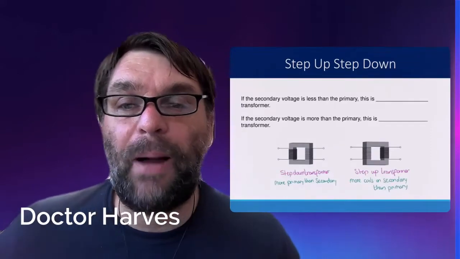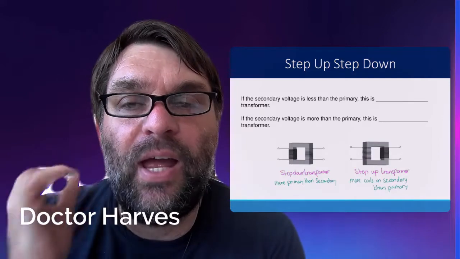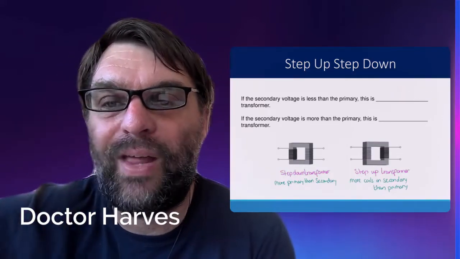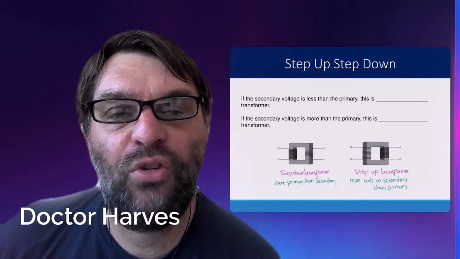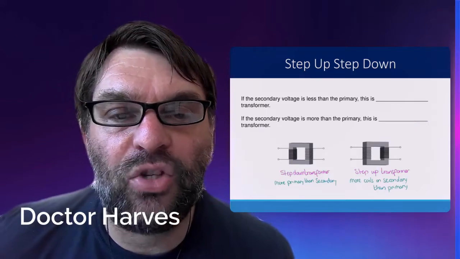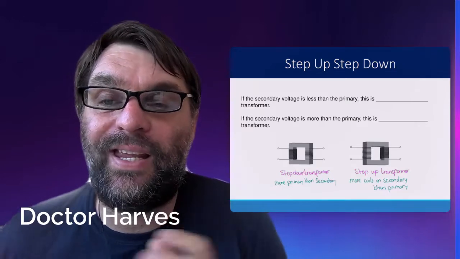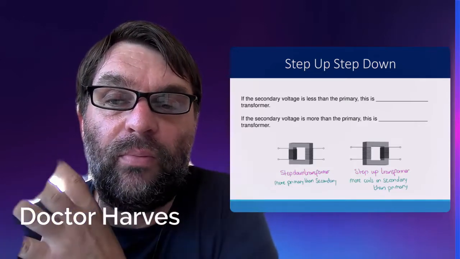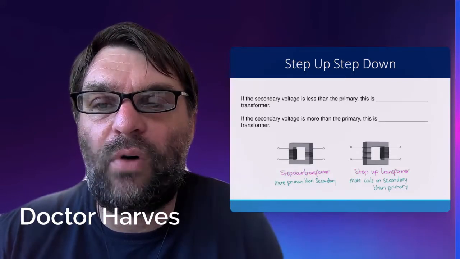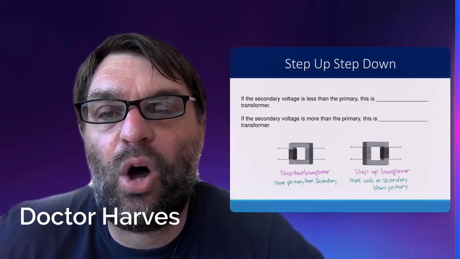In terms of step up and step down transformers, if the secondary voltage is less than the primary, this is known as a step down transformer. An example is the transformer from the power pole outside your home to your home. And if the secondary voltage is more than the primary, this is a step up transformer, which gives you a higher voltage. This is used in power stations, from, say, 10 kilovolts to 200 kilovolts associated with the high power lines.